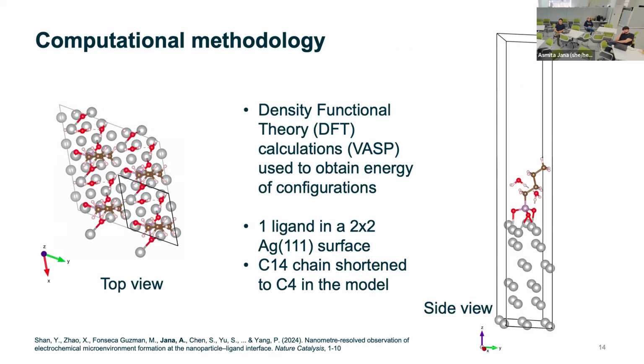In order to prove that, we decided to use a computational setup, which basically involves the silver 111 surface that I talked about. And the ligand, instead of a C14 chain, I have cut down to C4 now, because it doesn't really make an impact on the overall trends we saw. So C4 it has been.